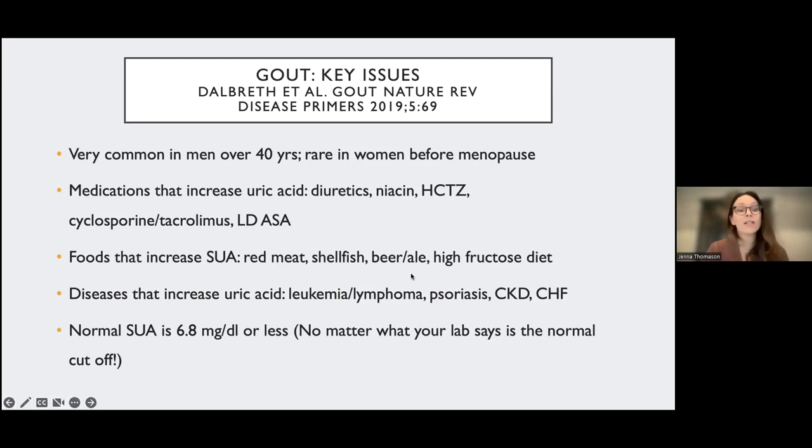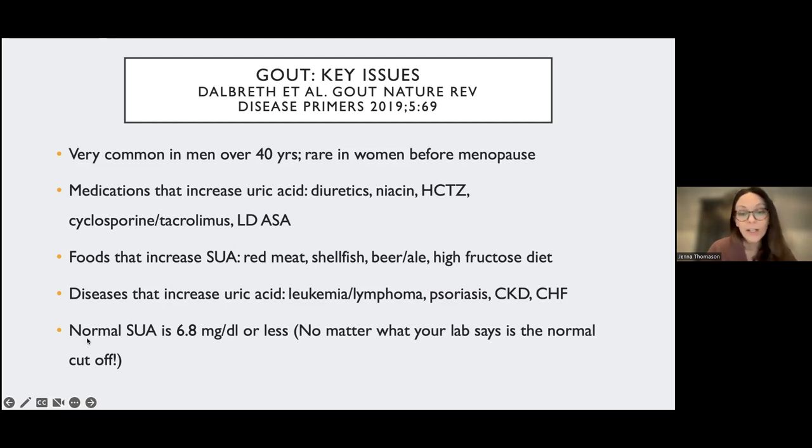There are a lot of medications that we use commonly that increase uric acid, including diuretics, niacin, hydrochlorothiazide, which is a huge culprit, cyclosporine and tacrolimus, and even low-dose aspirin. There are a lot of foods that increase serum uric acid, including red meat, shellfish, beers, hard liquors, high fructose corn syrup, and also diseases that increase uric acid: leukemia and lymphoma, psoriasis, CKD, CHF. And then there are also people that, perhaps related to genetics, just tend to have a high uric acid production, in particular Pacific Islanders and Filipino people.